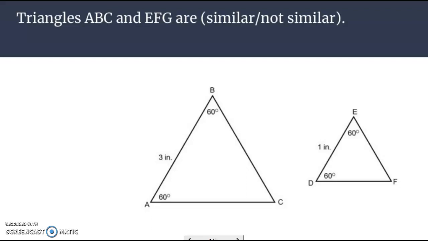Looking at this example here, we have two triangles. We need to determine if they are in fact similar. Well, two triangles are similar if all three angles are the same measure. And looking at the bigger triangle here, ABC, 60, 60, and due to the triangle sum theorem, the third missing angle, 60. We have the same situation over here on the smaller triangle, DEF.